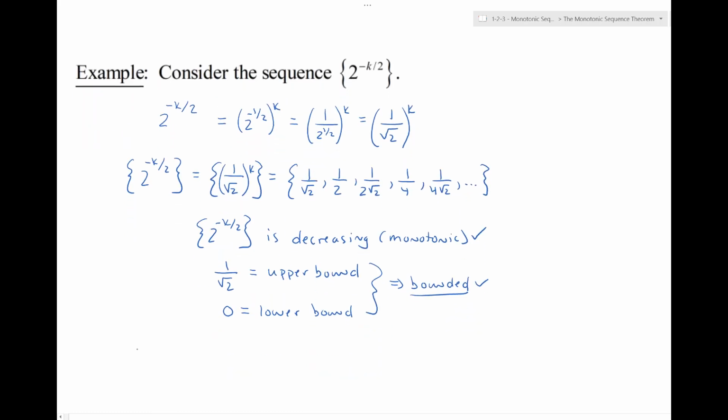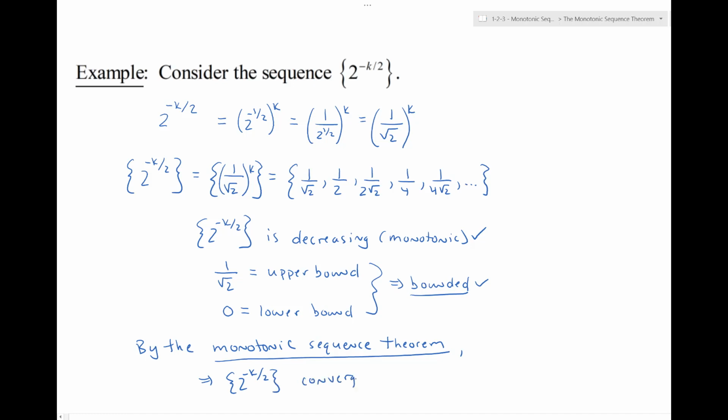And hence we can conclude by the monotonic sequence theorem. Sometimes this theorem has slightly different names, but more or less this is the monotonic sequence theorem. Because of that, the sequence 2 to the negative k over 2 converges.